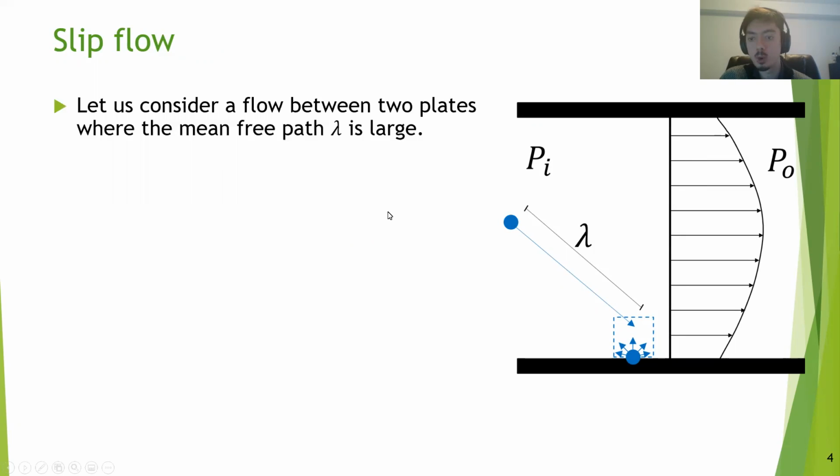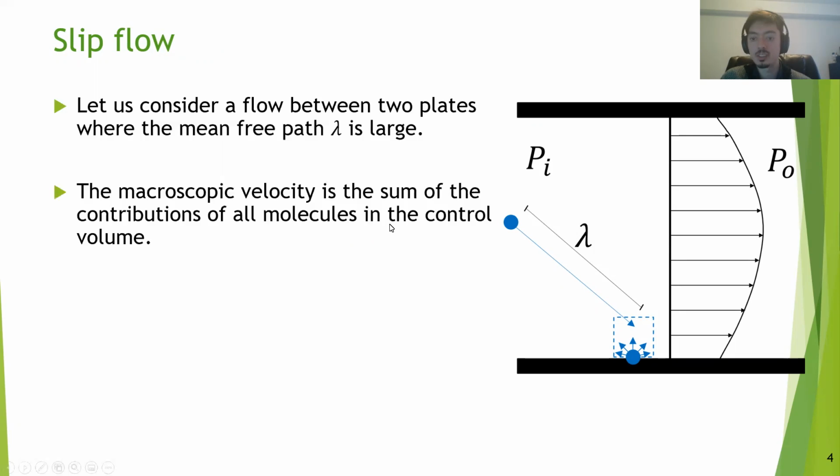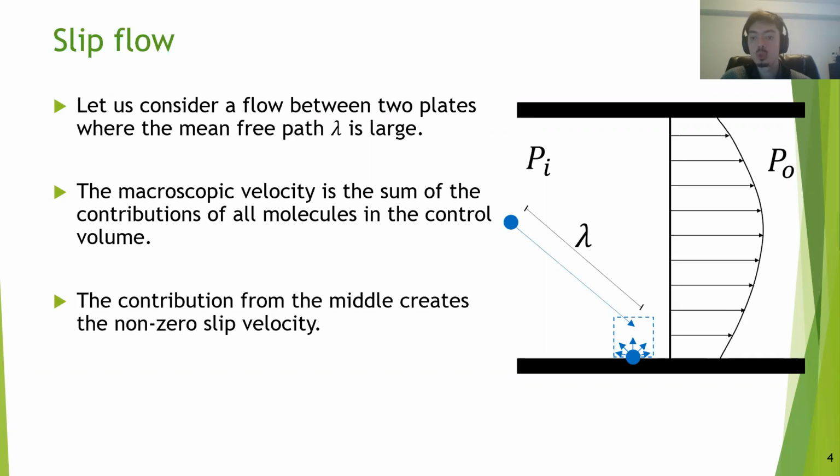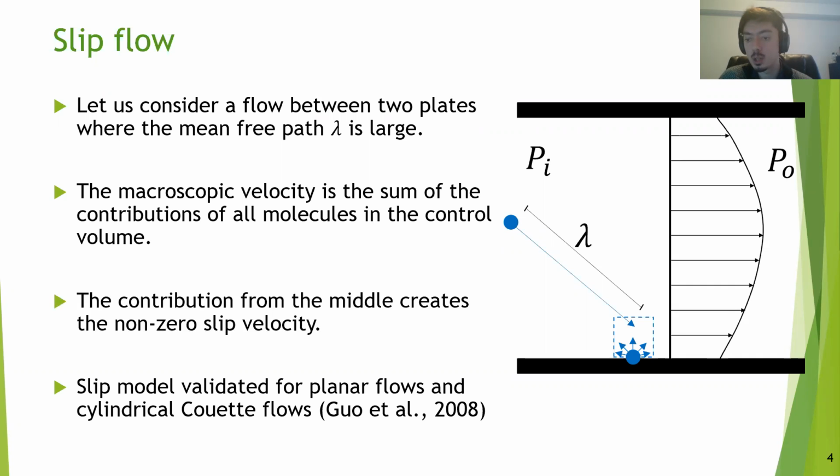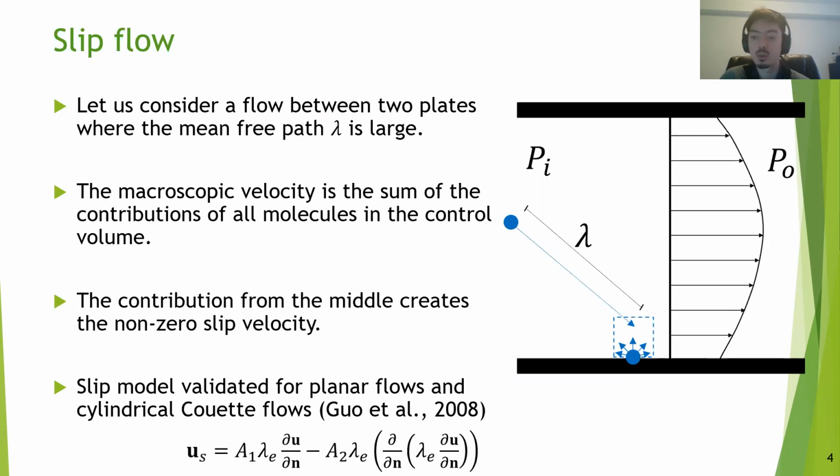Let us first consider a flow between two plates where the mean free path lambda is large. A flow is established with a maximum flow reached in the middle, and the macroscopic velocity is the sum of the contributions of all molecules in the control volume. Because the mean free path is large, the contribution from the middle creates the non-zero slip velocity. One successful model that was proposed in the literature for slip is a second-order Maxwell boundary condition, where the value of the slip velocity is a function of the first and second order derivatives of the velocity at the surface and the effective mean free path of gas molecules near the solid surface.